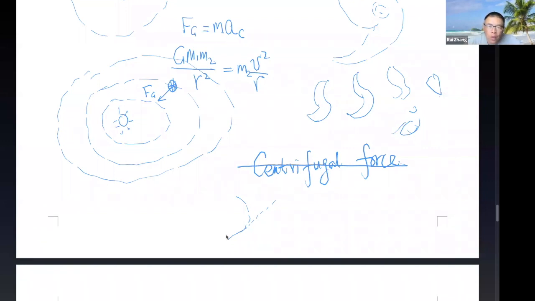So when you do any problem in this chapter, always use the real forces. Always write the real forces on the left-hand side, and then write mass times centripetal acceleration on the right-hand side, okay? So do not consider anything like centrifugal force. They are not real, okay? Does that make sense to you guys?